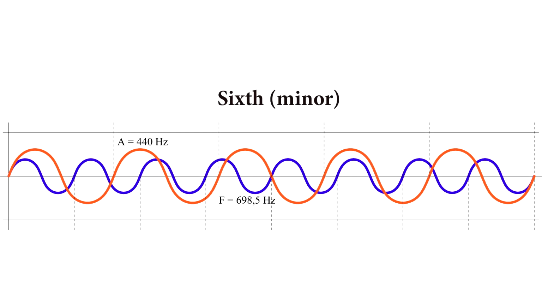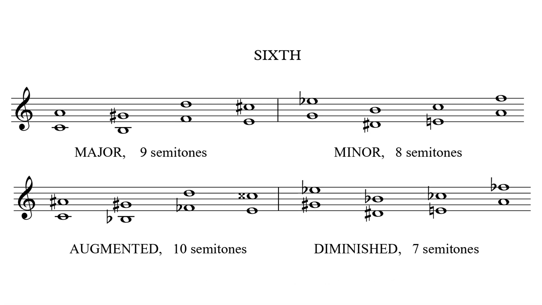The sixth. The sixth is actually an inverted third, and just like a third, it can also be major, minor, augmented or diminished. A minor sixth has 8 semitones.